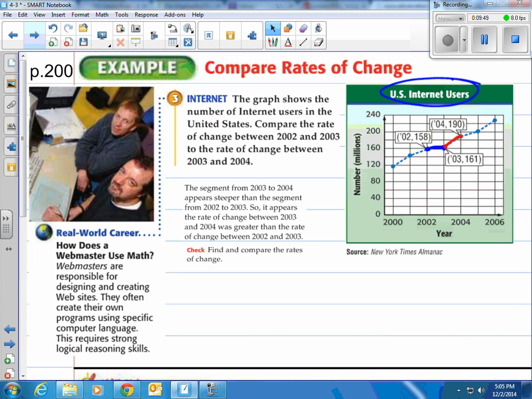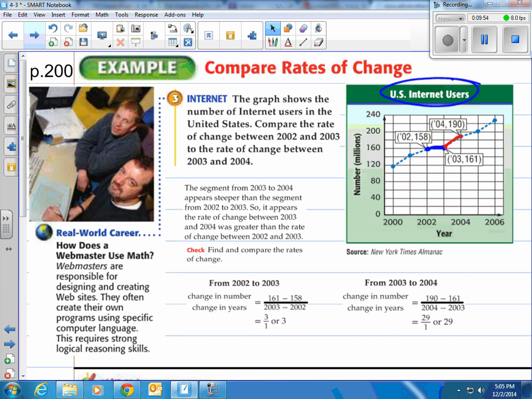Well, we need to actually prove that. So let's find and compare the rates of change. Take a look at what they've done for us here. It says from 2002 to 2003, they're doing the calculations for us. They're taking the 161 and subtracting the 158. Obviously, they're taking 2003, subtracting 2002. That comes out to be 3. And in this case, we're talking millions. So it'd be 3 million per year. Now, from 2003 to 2004, I'm taking 190, subtracting the 161, 2004 subtract the 2003, and we're getting 29.